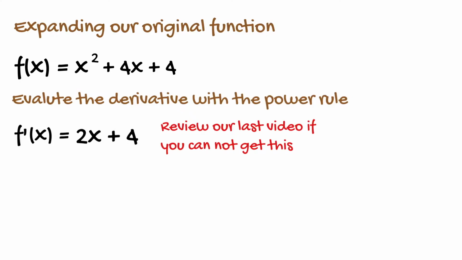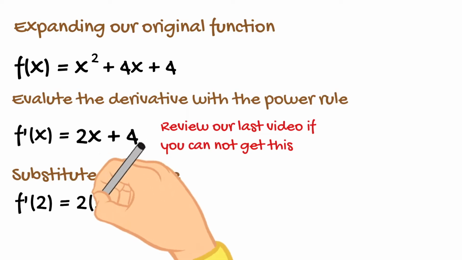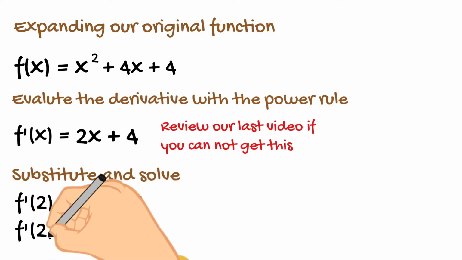Now that we have our derivative function, we can substitute 2 into our function and get that the derivative of (x plus 2) all squared at x equals 2 is 2 times 2 plus 4, which is 8.